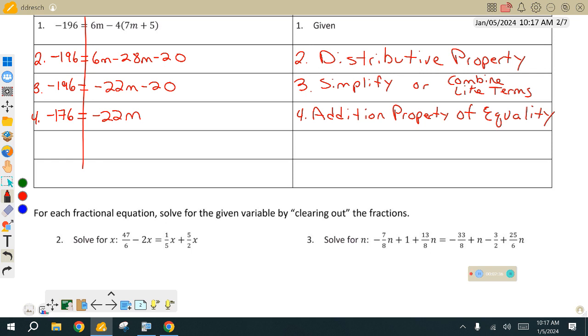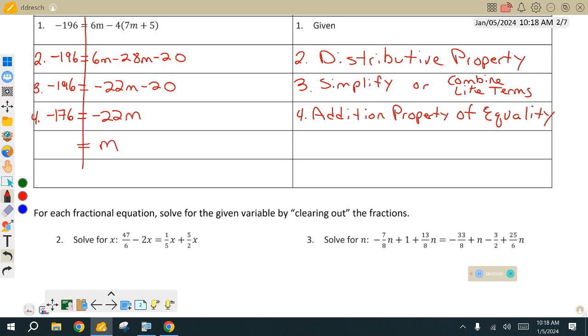So remember, on that reason side, it's nothing very specific. Don't tell me you added 20. Don't tell me you divided by 3 or anything like that. We use those generic properties. Addition property of equality, multiplication property of equality, subtraction property of equality, or what's our last one? Right. We're going to divide now.